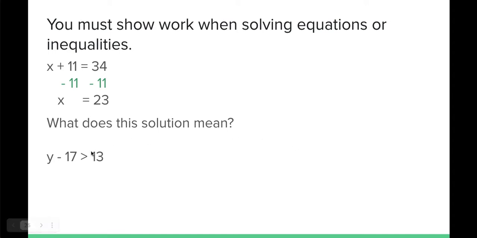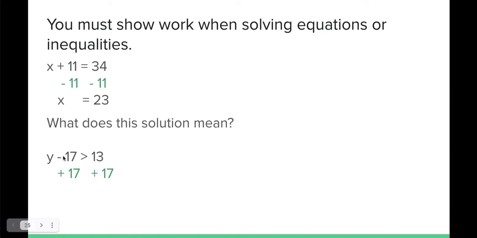We're going to use the same process. We're going to go on the side that has our letter, and we're going to use the inverse operation to get rid of the number that's over there. So right now I see minus 17. What's the inverse of subtracting 17? Adding 17, so we're going to do that to both sides.